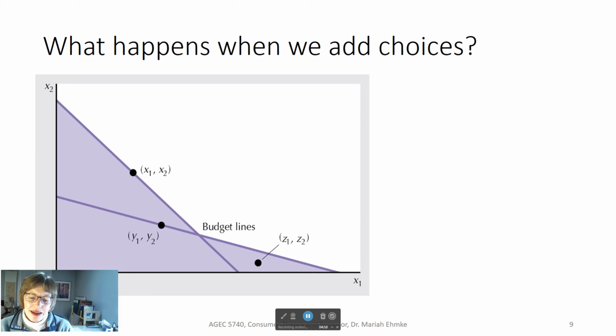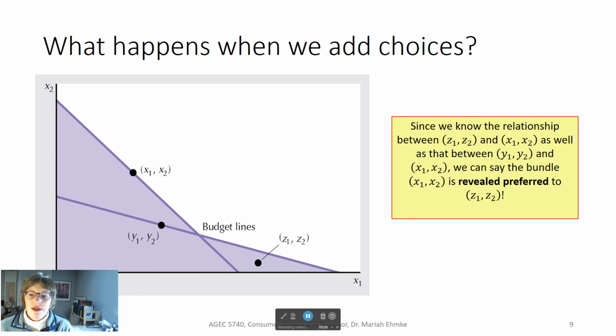At first, it may seem that we cannot make any suggestions between X1, X2, and Z1, Z2. However, since we know the relationship between Z1, Z2 and Y1, Y2, and between Y1, Y2 and X1, X2, then we can say the bundle X1, X2 is revealed preferred to Z1, Z2.